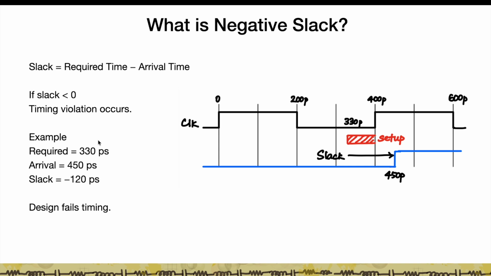In our example, required time is 330 picoseconds, but the data arrives at 450 picoseconds. So slack is 330 minus 450, or minus 120 picoseconds. The data is 120 picoseconds too late. That number tells you two things. The path is failing, and it needs to recover at least 120 picoseconds of margin before the design can be taped out. The question is how?